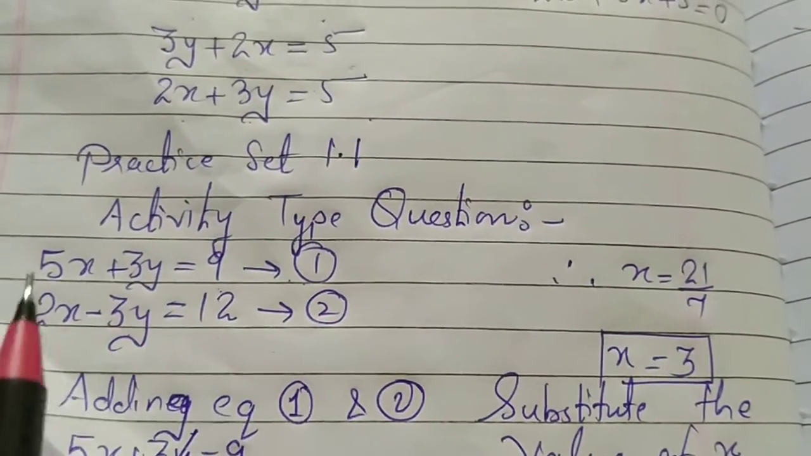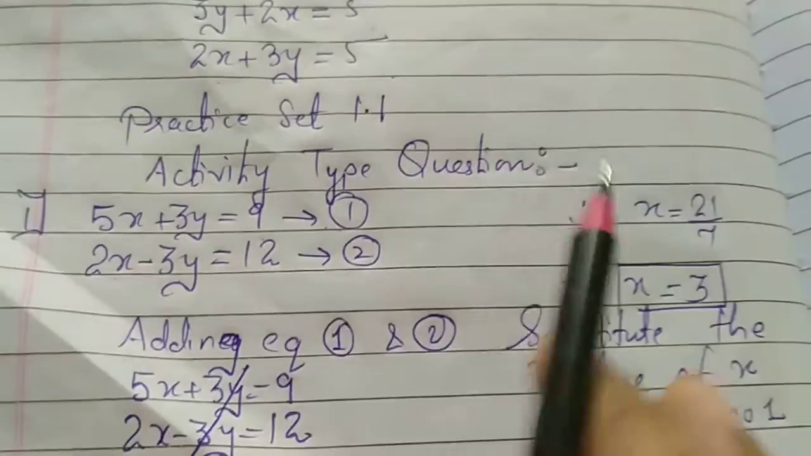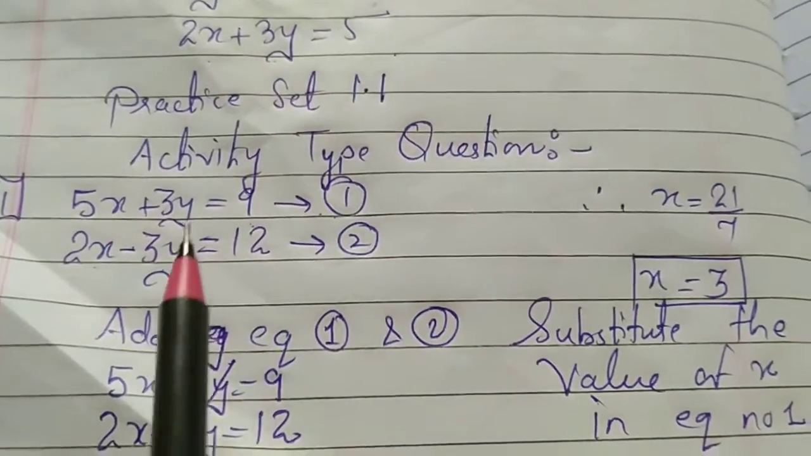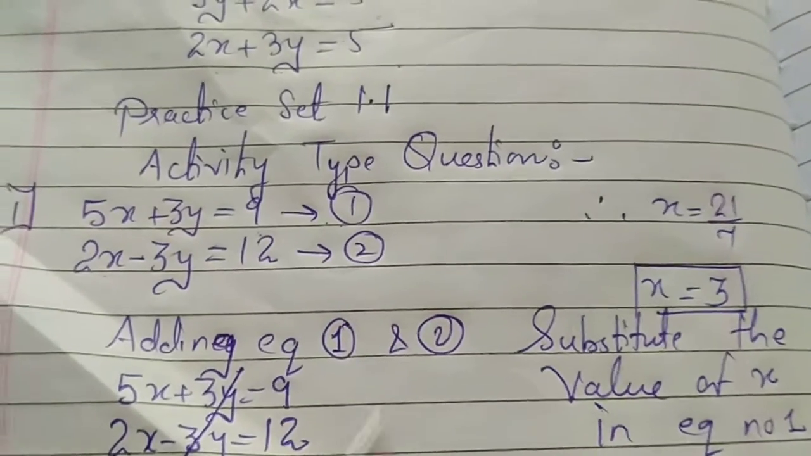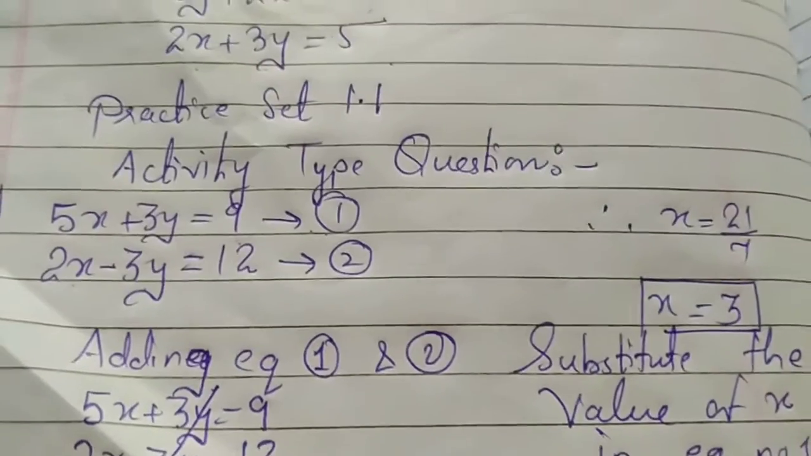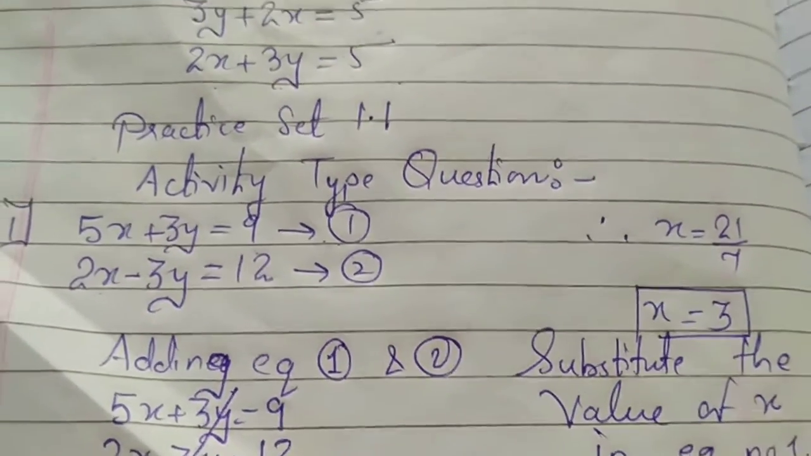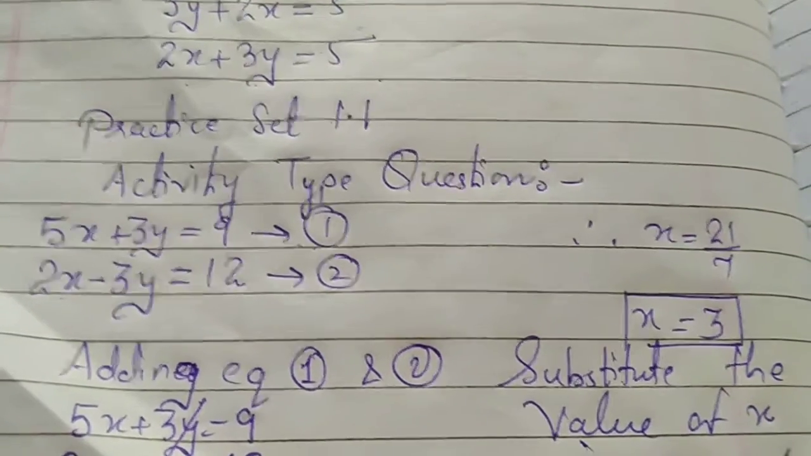Since the question was already given in a correct form, I have directly written the numbers. Okay, so I have given equation number 1 and equation number 2. Now what is the main thing? What do they want? Basically, they have asked you to find out the value of x and y. When the question is given to you, solve the equation.